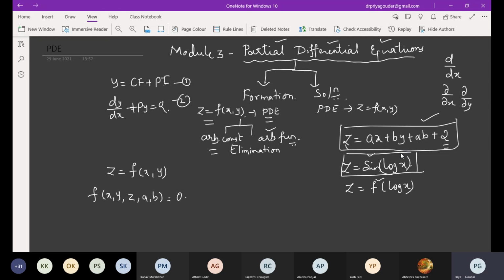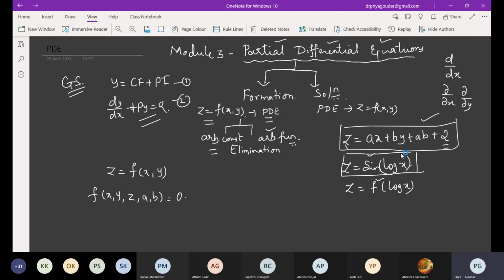y equal to CF plus PI. When we write this, what do we write here? Isn't it the solution? Why do you call it a solution? It is free from derivatives. You don't have this idea? See, only equation 2 is a differential equation. Its solution should be free from derivatives.